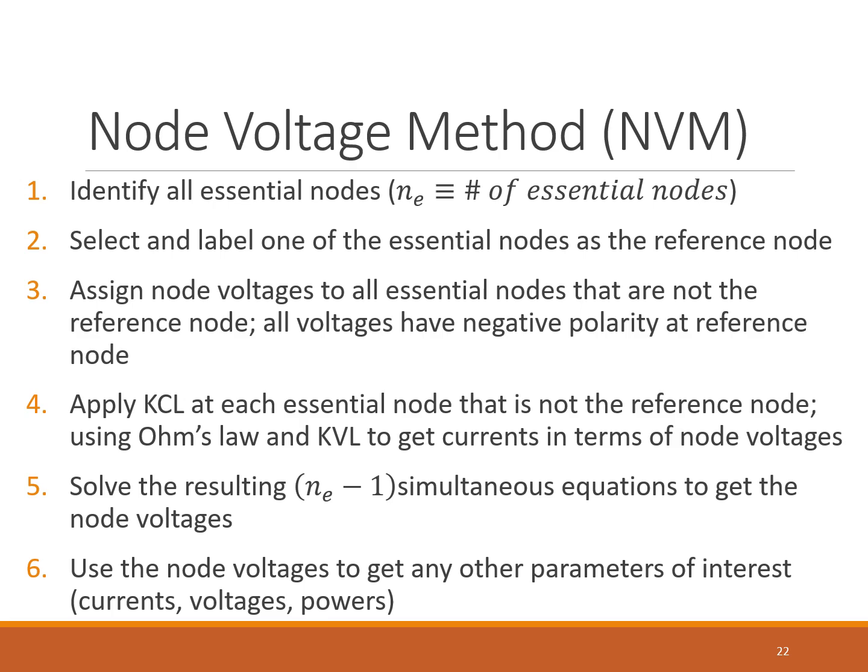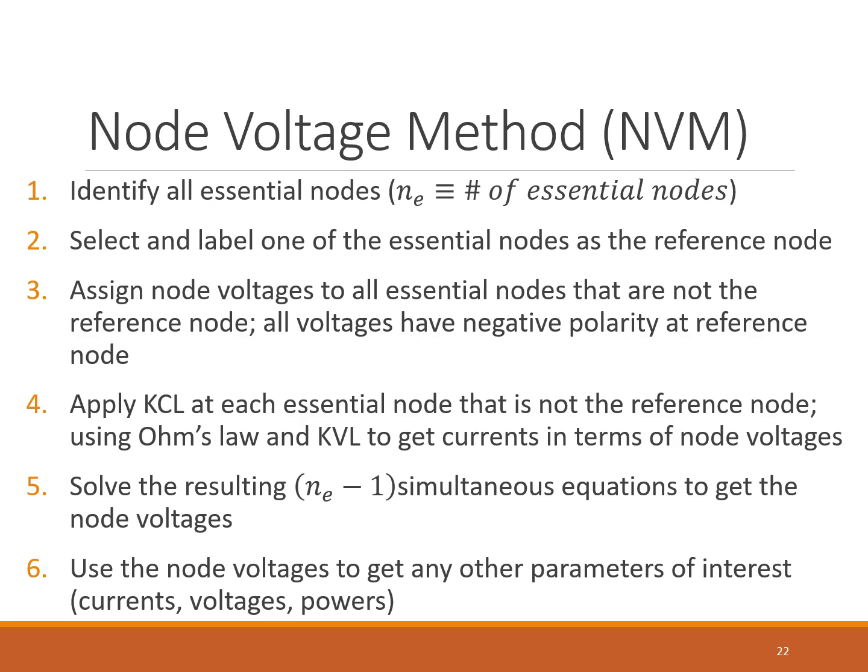And as we see in step 5, what we're going to end up with is n sub e minus 1 equations, where as we see up in step 1, n sub e was the number of essential nodes. So for example, if we had a circuit with 3 essential nodes, we would end up with 3 minus 1 or 2 equations, and we are going to solve those simultaneous equations for our node voltages.